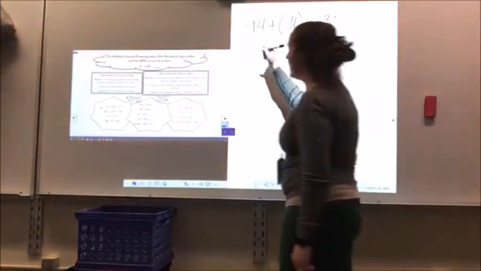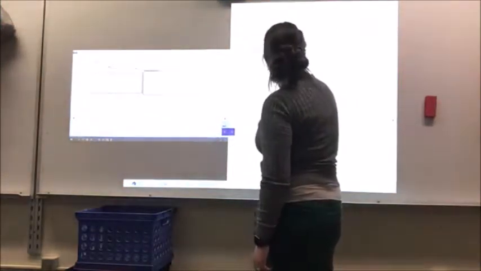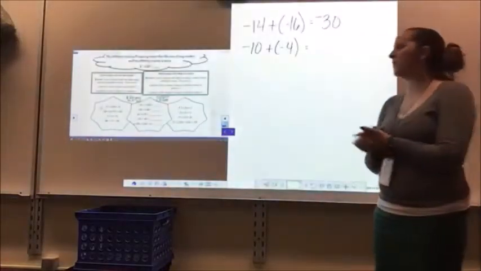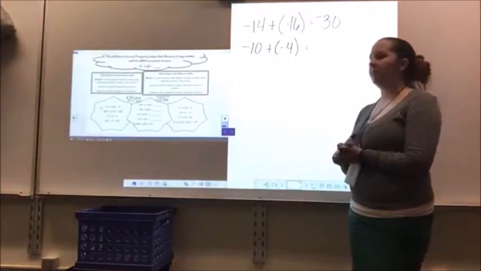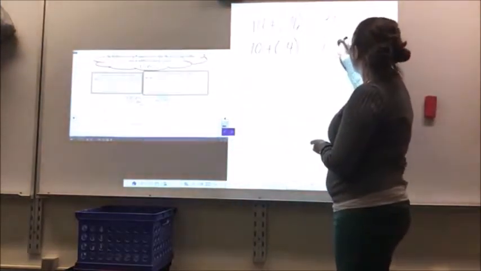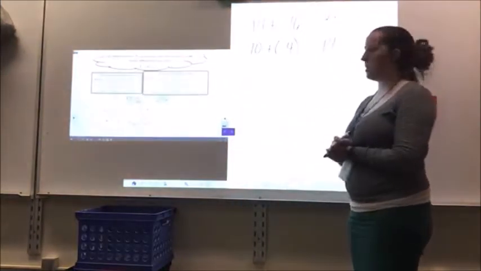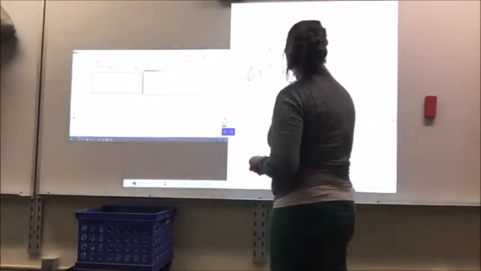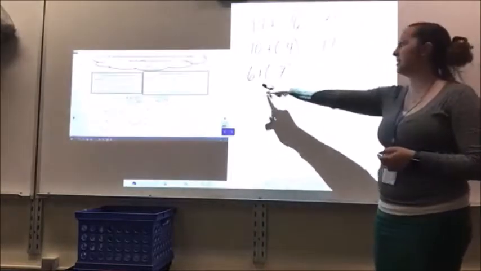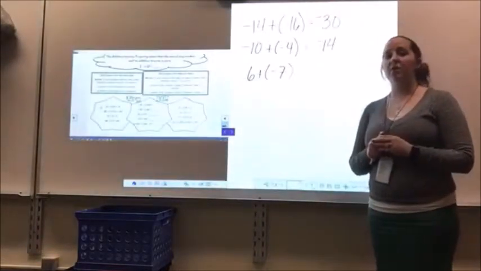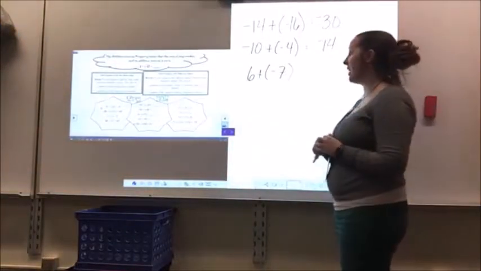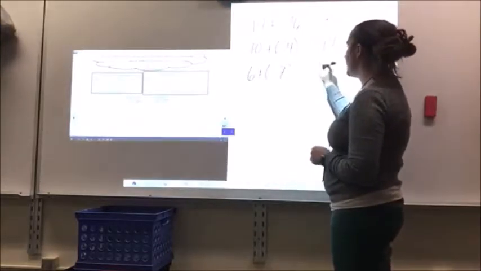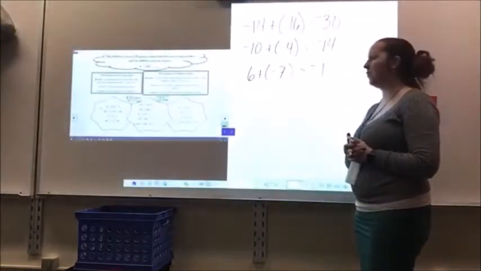The next one I have is negative 10 plus negative 4. Again, they're the same sign, so they're friends, so I add them together. 10 plus 4 is 14. They're both negative, so my answer is going to be negative. Then I have 6 plus a negative 7. Different signs, 6 is positive, 7 is negative. So they're frenemies. They don't like each other, so subtract them. 7 minus 6 is 1. 7's bigger, 7's negative. 7 wins. So negative 1.